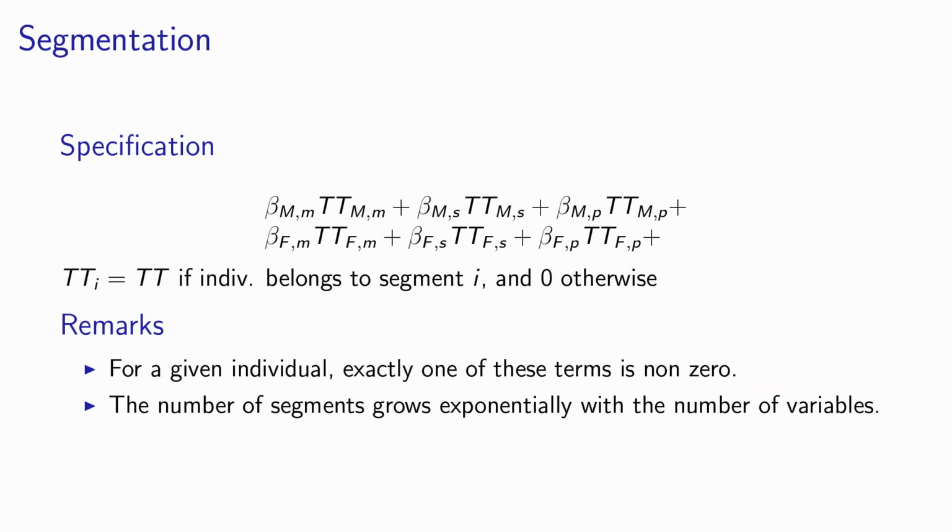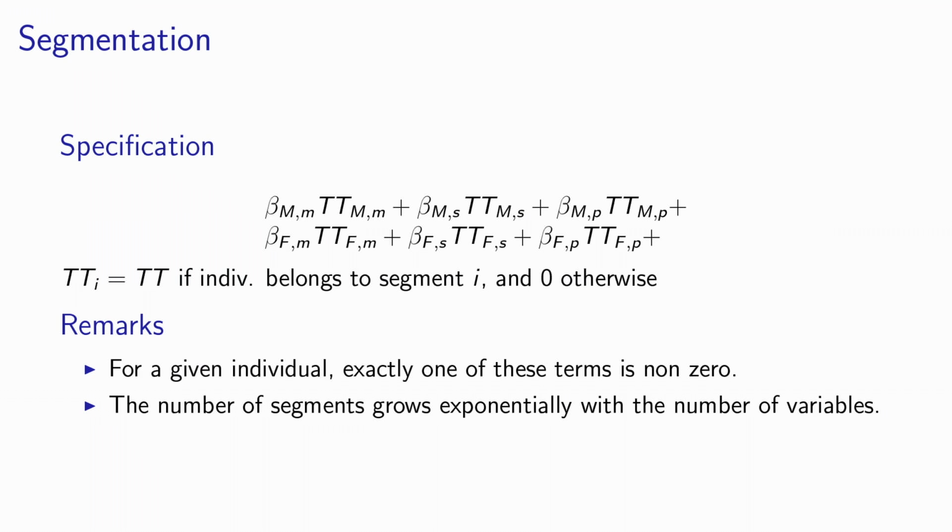We define this variable, let's say travel time in this example, for each of the segments. Okay? And this is the product of the travel time and the delta that identifies the membership of a segment. So each of these TT will be 0 for people who are not in the corresponding segment, and the value of the travel time for those who are in the segment. So this is the exact same specification as we saw before. The only difference is that we have segmented the population based on 2 variables instead of 1.